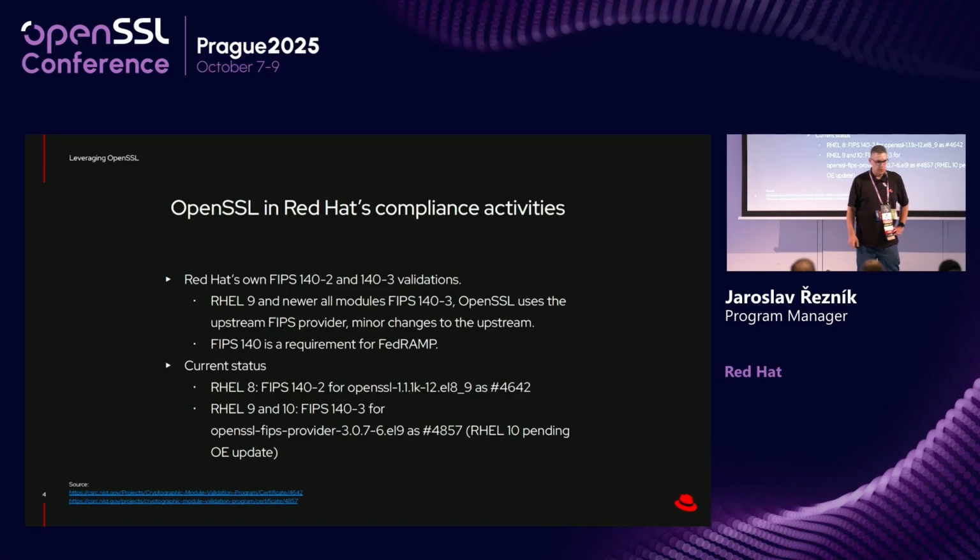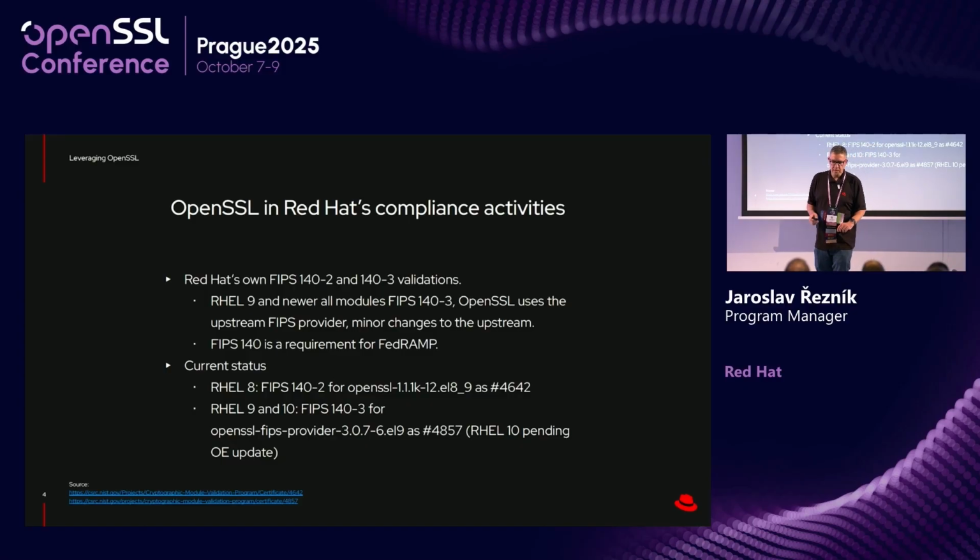So how do we do it? We use OpenSSL extensively, in many programs. One of these programs is FIPS. That's the US government standard for cryptography, governed by the CMVP, the Cryptographic Module Validation Program. It's a joint program between the US and Canada.